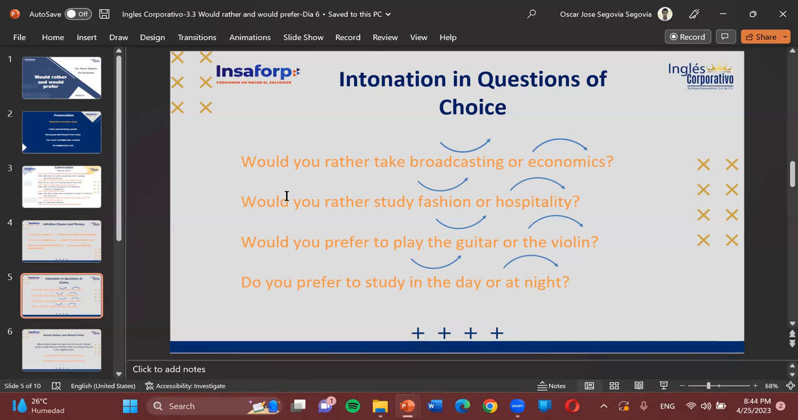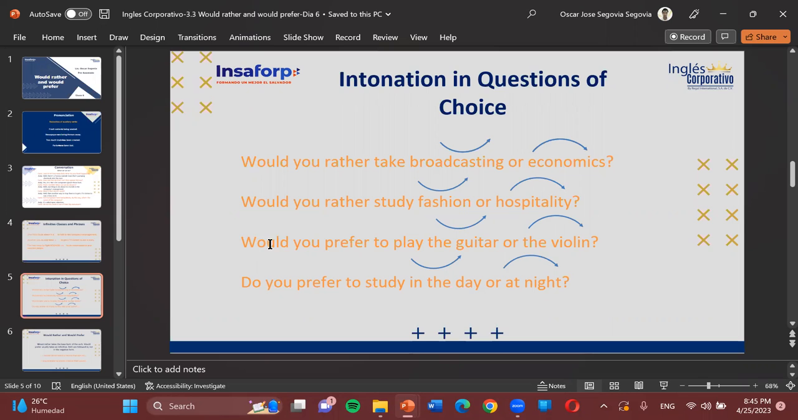So if we continue to hear or to practice this, we're going to see that, for example, the second example we have here will sound something like, would you rather study fashion or hospitality? So you hear it, fashion or hospitality. So you're going down in your pronunciation and also in the voice level.